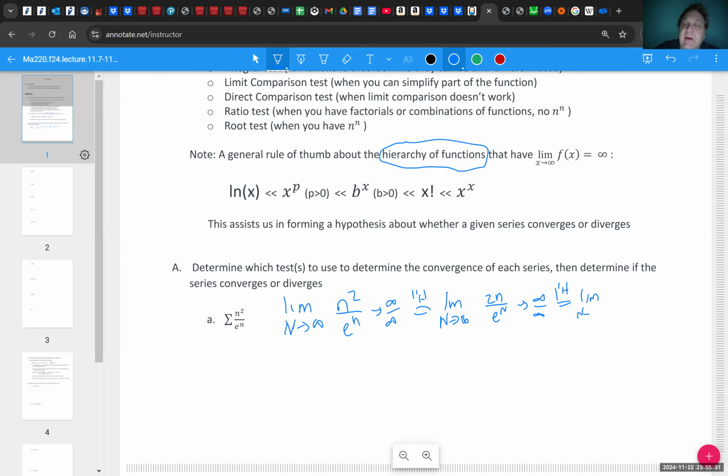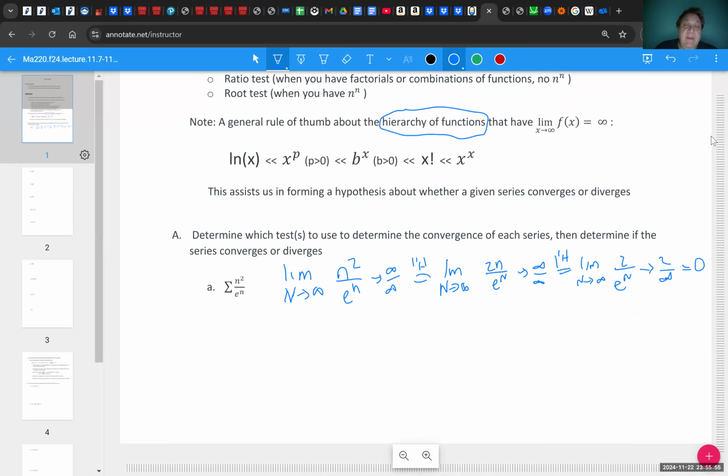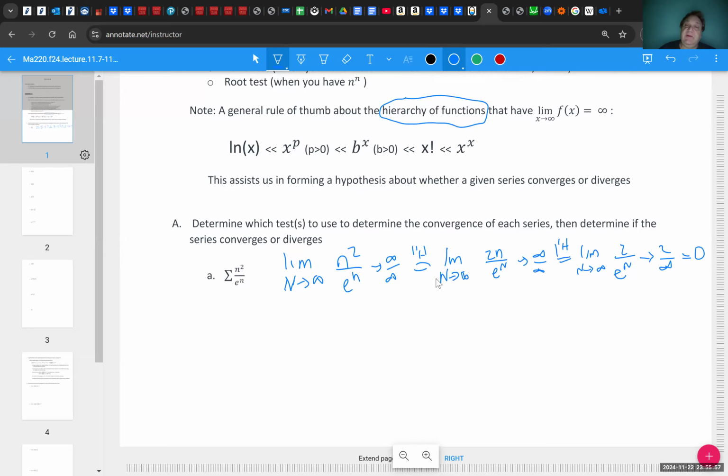And I get now 2 on the top and still e to the n on the bottom. So this becomes 2 over infinity, which is 0. So unfortunately, we didn't get a non-zero result. If you get a non-zero result, you immediately know the series diverges. We got 0, which doesn't really tell us much, doesn't guarantee this thing converges, but we didn't learn much by doing the divergence test. Let's examine this series a little bit more deeply before doing any other tests.